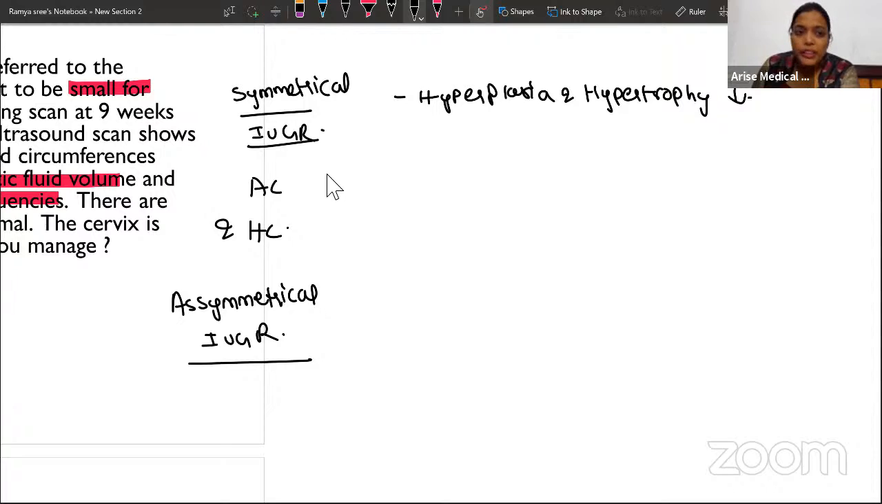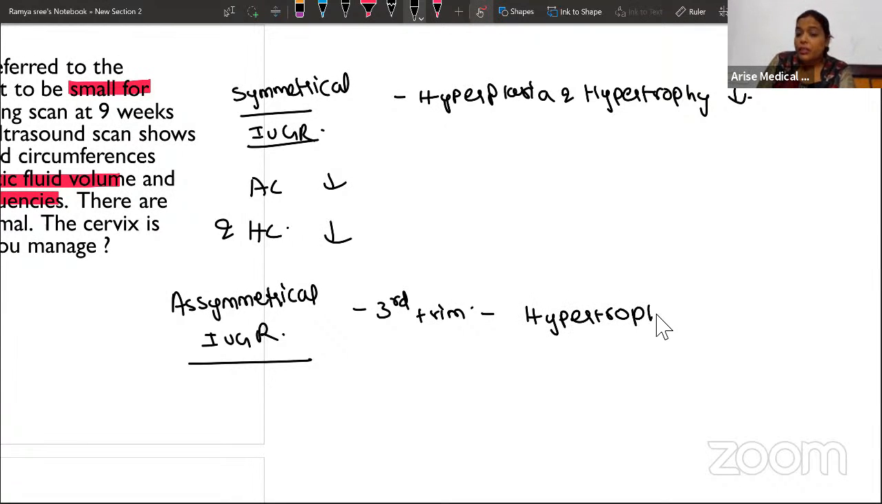So abdominal circumference decreases, head circumference decreases. Whereas in asymmetrical IUGR, it is usually an insult to the fetus in the third trimester. By the third trimester, the hyperplasia, the number of cells which have to be formed, is already over. Only the cell size is increasing, and that is not going to happen. So hypertrophy of the cell is what is affected in asymmetrical IUGR. And by then, as the hyperplasia is over, the brain development would have happened.